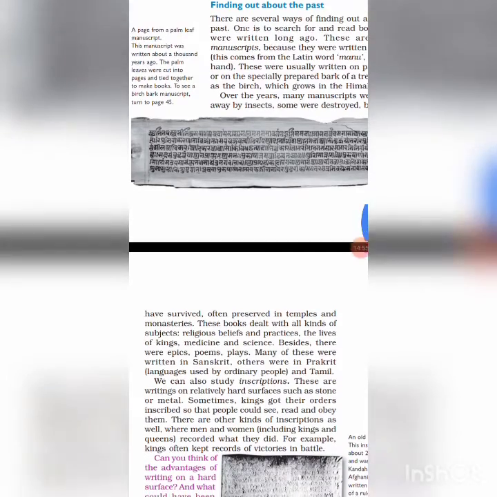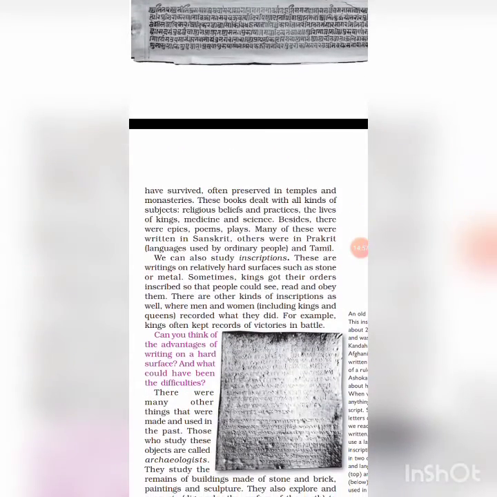These books dealt with all kinds of subjects such as religious beliefs and practices, the lives of the kings, medicine, and science. Besides these, epics, poems, and plays were written, many of them in Sanskrit. Others were in Prakrit, which is the language of local ordinary people, and in Tamil also.